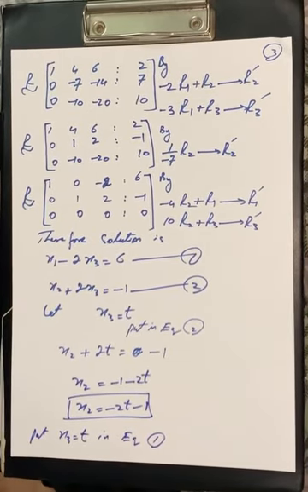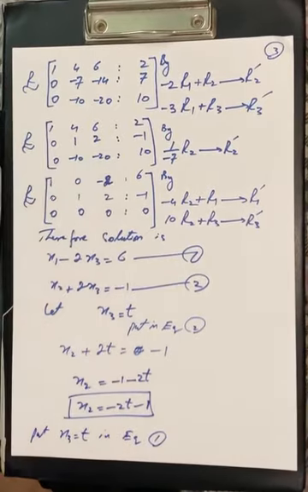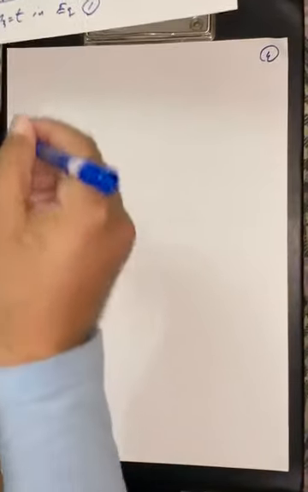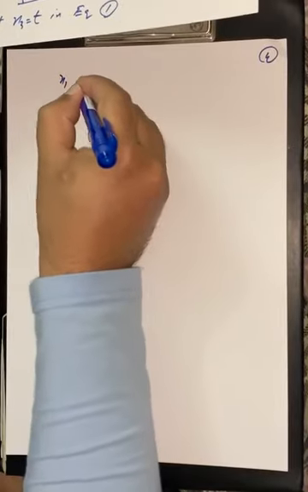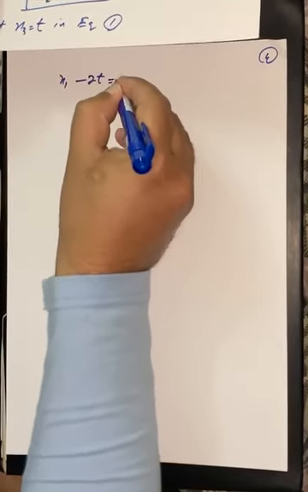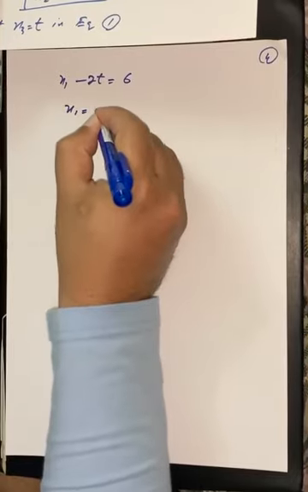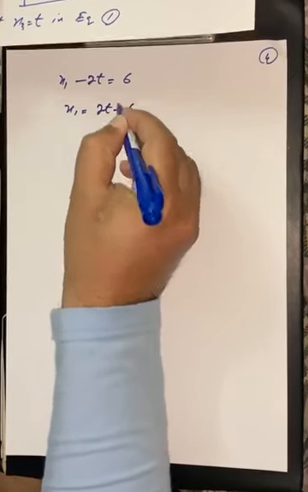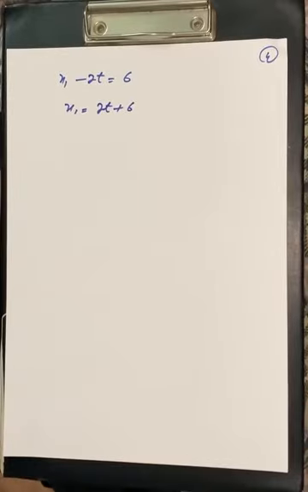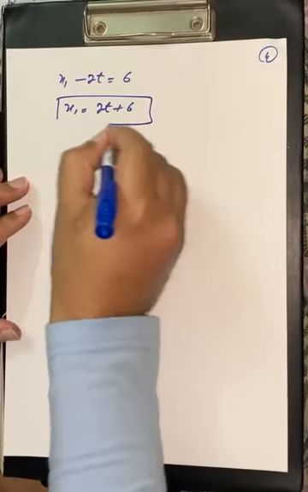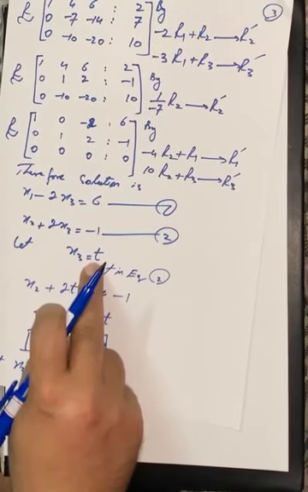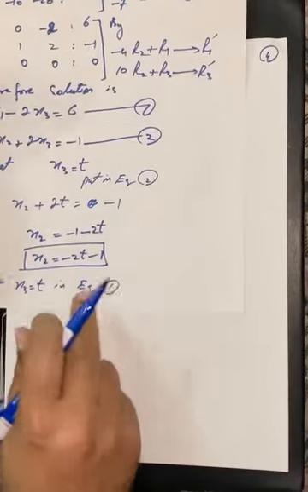So I take the next page, page number 4. Now I put it: x1 minus 2t equals 6. So x1 equals 2t plus 6. I write 2t first. So these are the two values I got when I suppose x3 equals t, where t is any arbitrary constant. I got three answers. The third one I supposed, then I got x2 and x1.